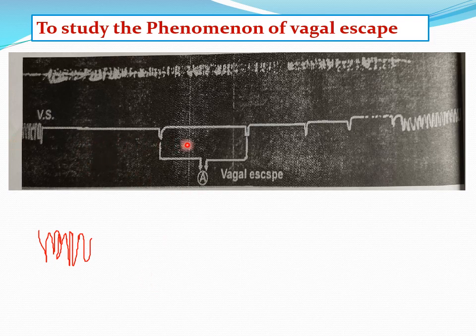But after some time, even in vasovagal syncope, the heart starts beating again. Okay, and that loss of consciousness is recovered, and the person becomes conscious, because the heart starts beating. In this way, the phenomenon of vagal escape helps to bring the blood pressure and heart rate back to normal. So students, in this graph we studied the phenomenon of vagal escape. Now one more graph we have to discuss.